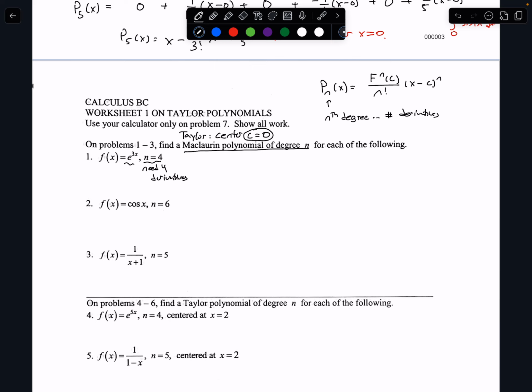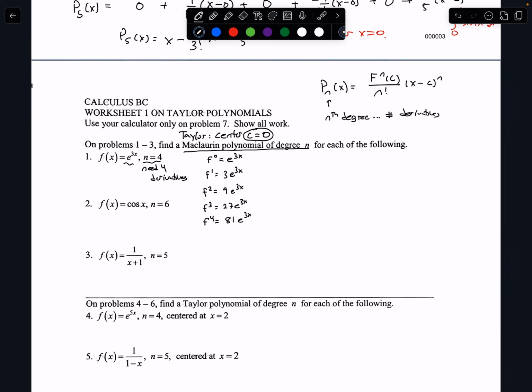So starting, I'm going to start with the value of the original function. That's f0. That's the 0th derivative. It's the original function, so we have e to the 3x. Our first derivative, using chain rule, we would get 3e to the 3x. Our second derivative, chain rule again, we wind up with 9e to the 3x. The value of the third derivative would be 27e to the 3x, again, chain rule. And the fourth derivative would give us 81e to the 3x. So there's our 4 derivatives.